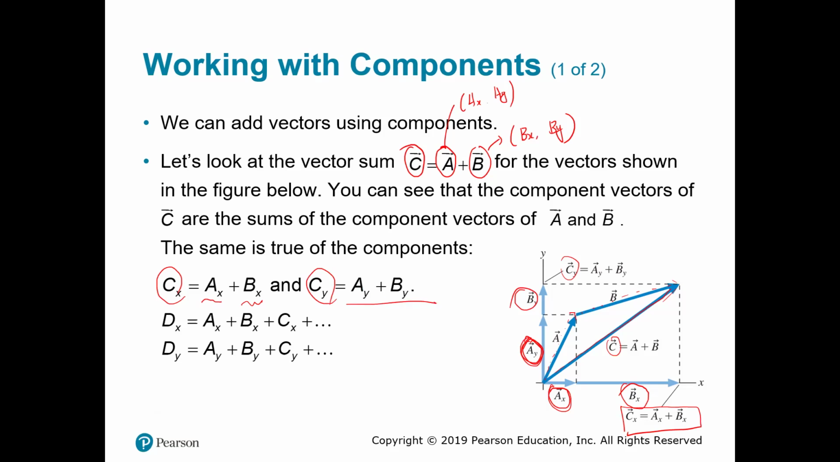So if you have an addition of more than two vectors, assuming you have a d vector here as well, then you can simply find the d vector's x component and the d vector's y component, and then add ax, bx, dx. That's going to be your c vector's x component. And the y component of the c vector is ay, by, dy. You can add them all.